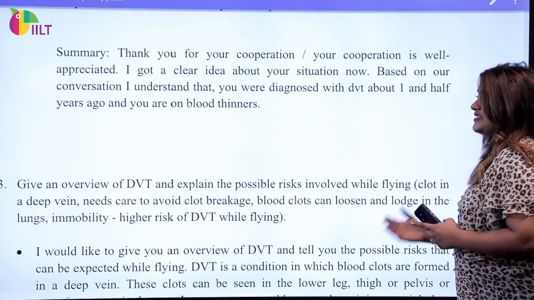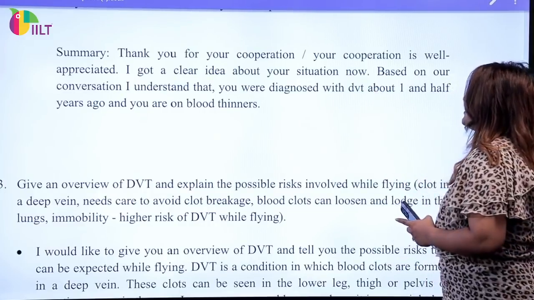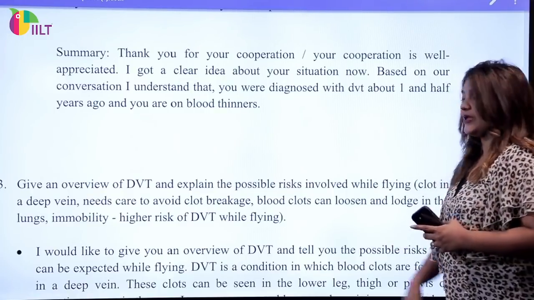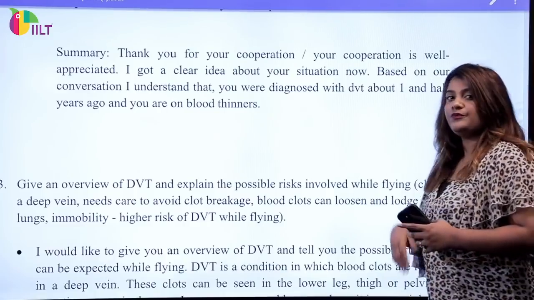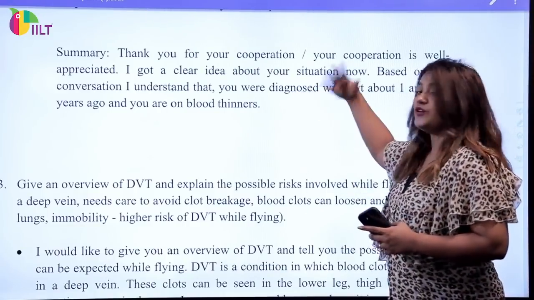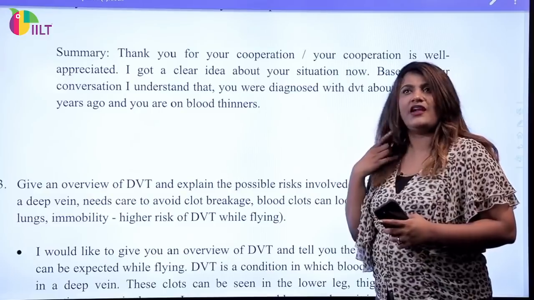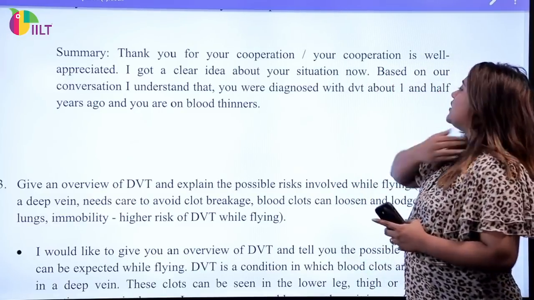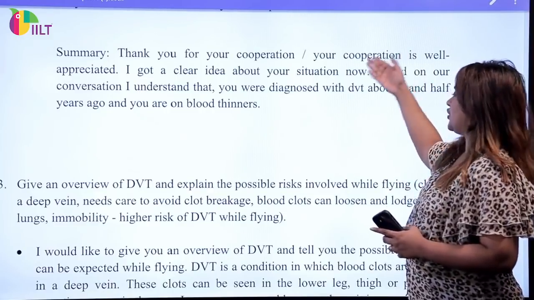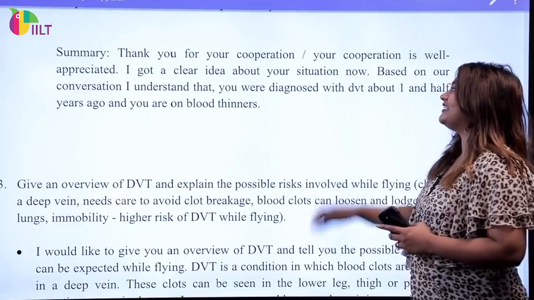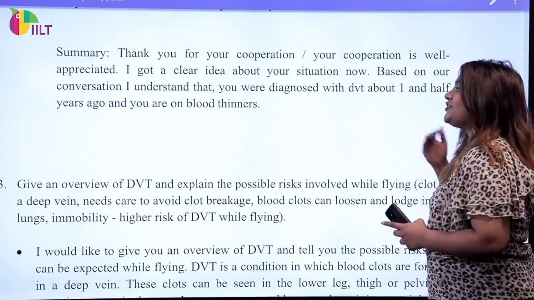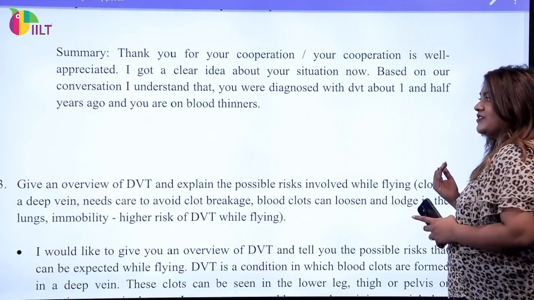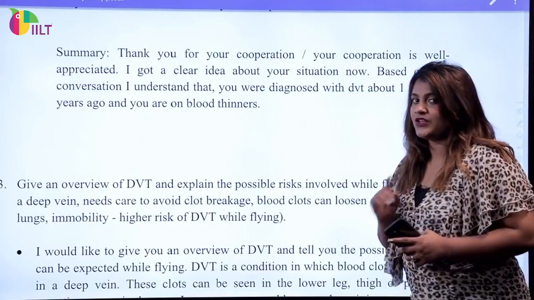Based on our conversation, I understand that you were diagnosed with DVT about 1.5 years ago and you are on blood thinners. About this 1.5 years ago, you can ask that question too, because when you asked how long, the patient will say, yeah, I was diagnosed about 1.5 years ago. So from that information, you can use this. Again, just a recap: your cooperation is well appreciated. I got a clear idea about your situation now. Based on our conversation, I understand that you were diagnosed with deep vein thrombosis about 1.5 years ago and you are on blood thinners. Don't stop there.